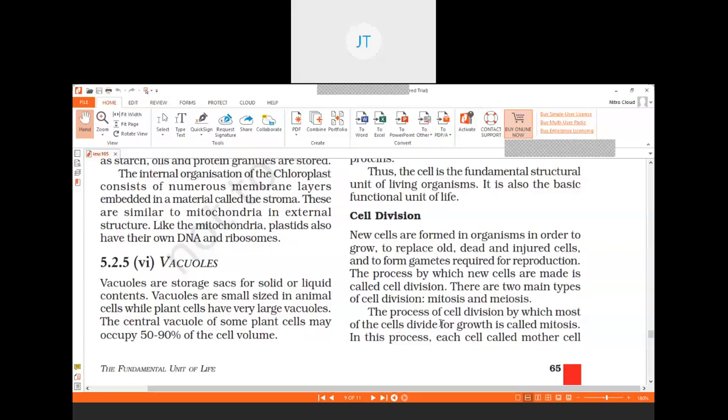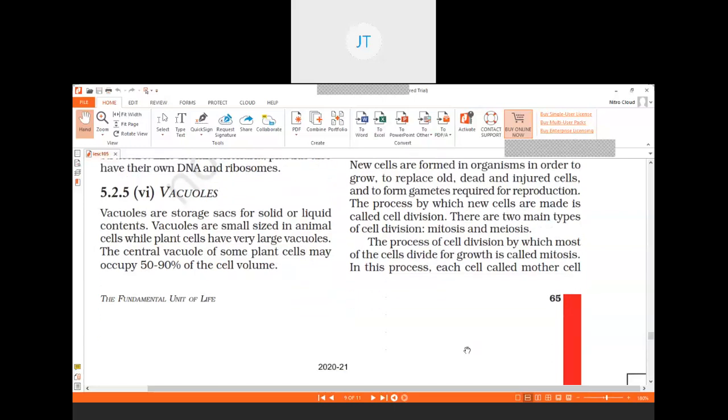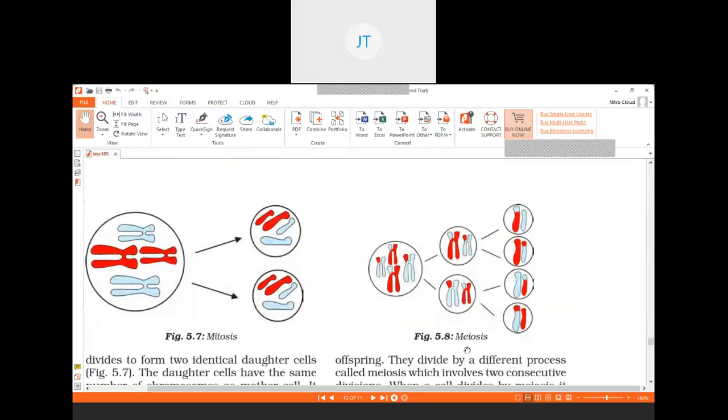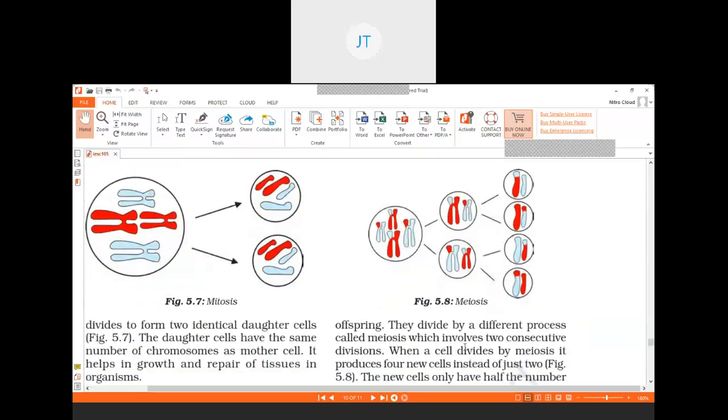You call that generation of new life. But if you yourself produce a new cell in your body, then that kind of cell division is carried out by mitosis. In this process, each cell is called a mother cell. Whatever cells are there in our body, each of them is called a mother cell, because from all of those cells new cells will be formed.